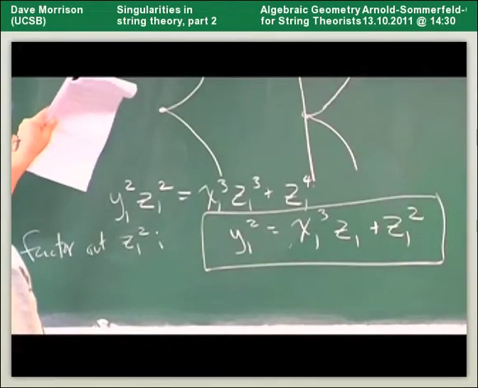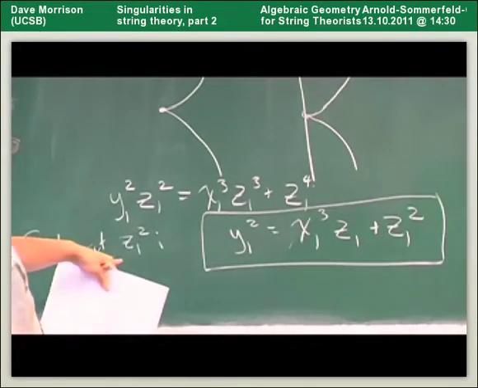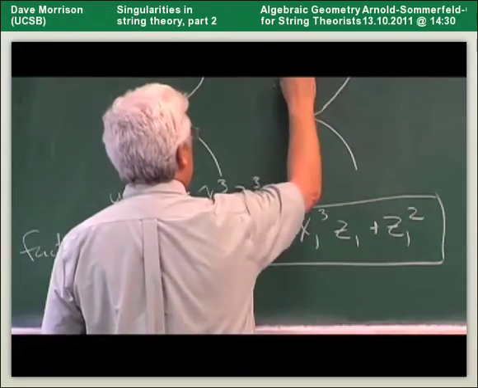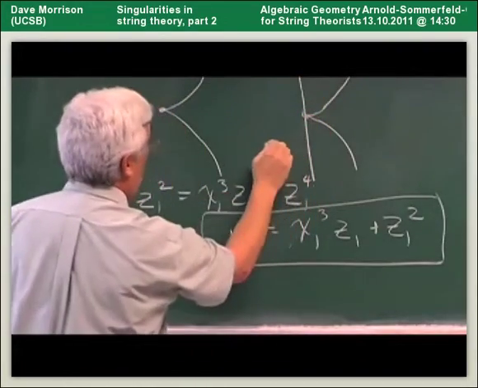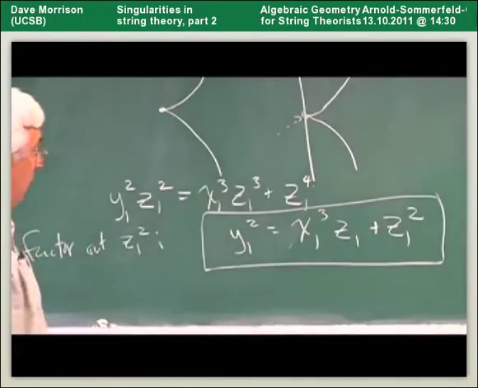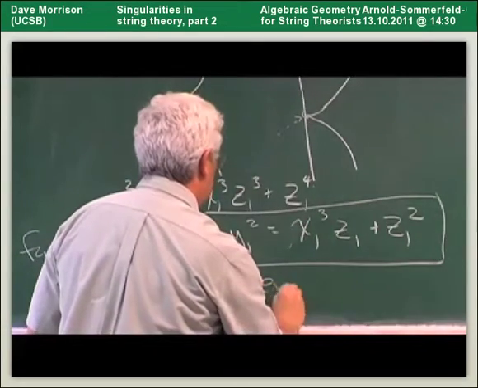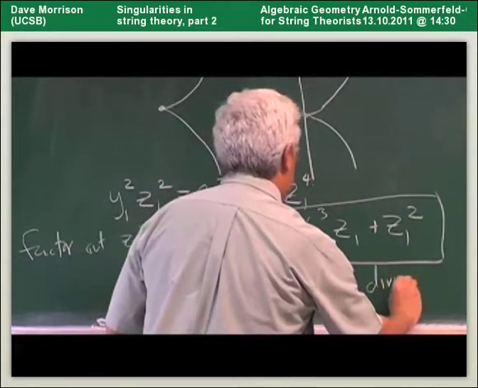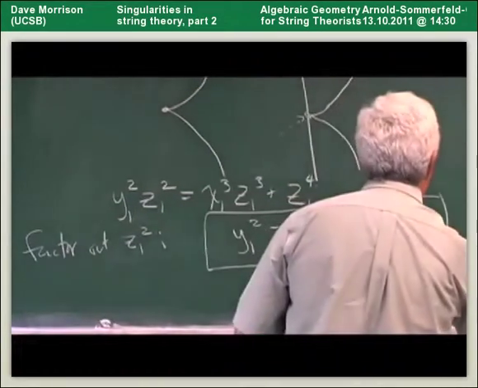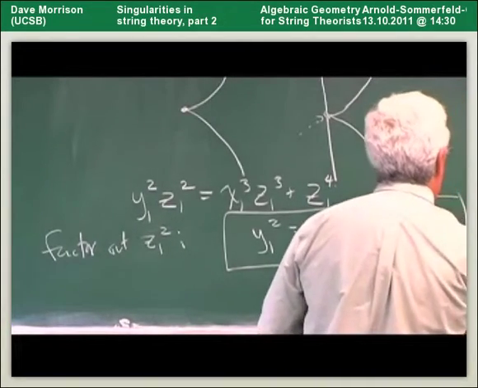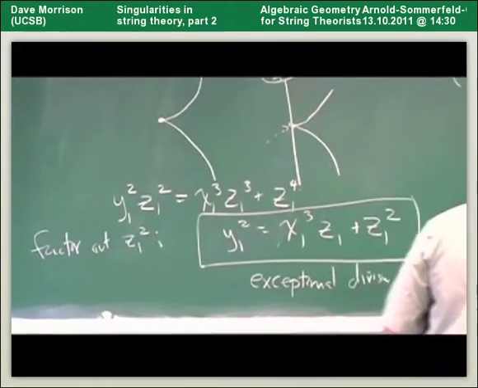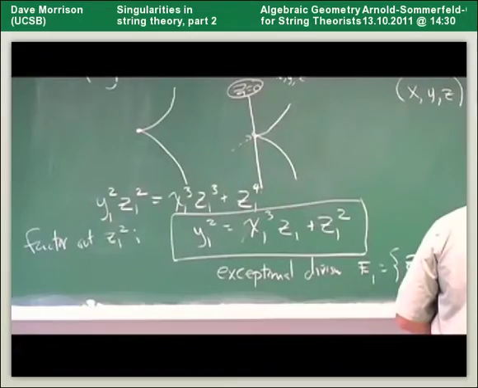Well, what I've done, in fact, is replaced the origin by the entire locus z1 equals 0. And if I want to know where that z1 equals 0 lives on my new surface, I should intersect with z1 equals 0. And that's called the exceptional divisor. So the exceptional divisor for this first blow-up, E1, is the intersection of z1 equals 0 with my equation, y1 squared equals whatever. But really, it's just z1 equals y1 equals 0. So I've got an exceptional divisor.